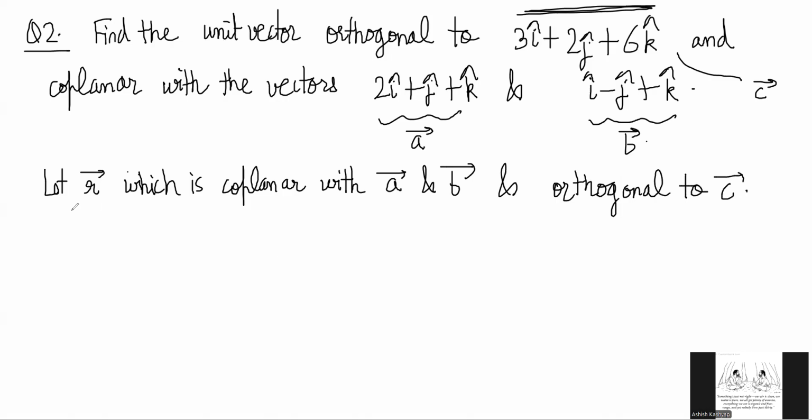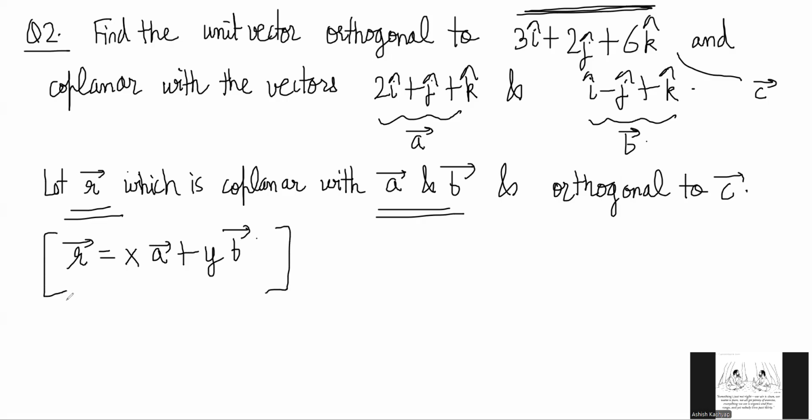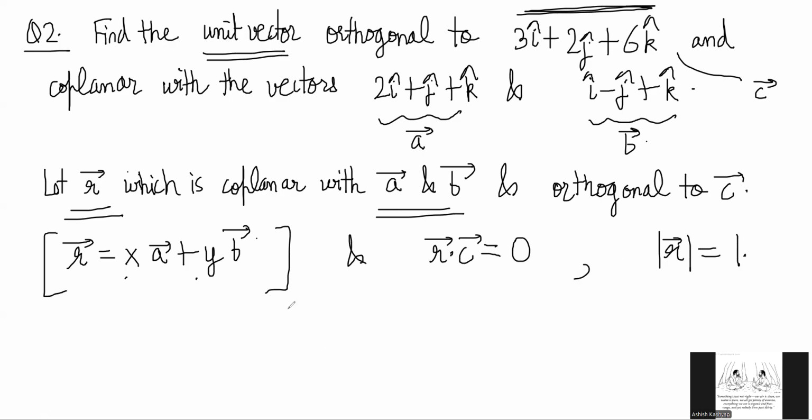So if it is coplanar with two other vectors, then R can be written as x times A plus y times B. We have seen in previous classes that whenever three vectors are coplanar, then one of them can be written as a linear combination of the other two, right? Here x and y are scalars, and we also know that R dot C is supposed to be 0. And we also have to find R, and R has to be a unit vector. So mod of R should be 1, right? So these are the conditions that we have to satisfy.